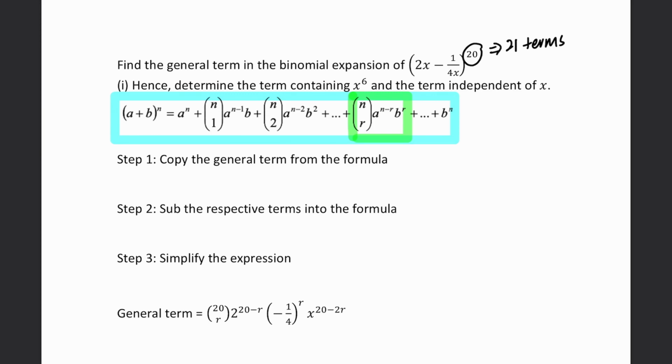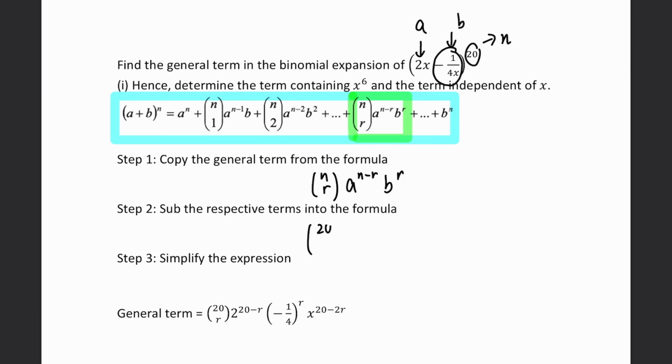Based on this, our first step is to copy the general term from the formula booklet. So we'll have n choose r, a to the power n minus r, b to the power r. Next, we sub in the respective terms into the formula. Based on this, this will be my n, this will be my a, and this will be my b. Substituting respectively, we will get this expression.